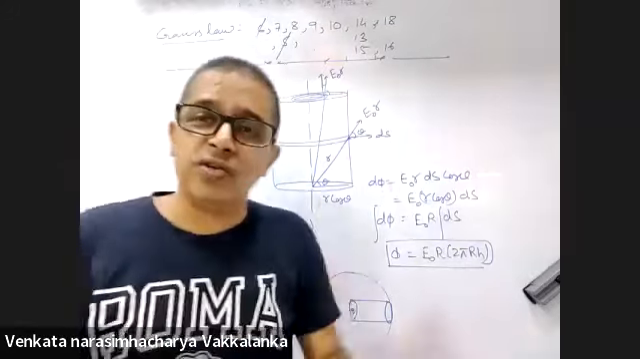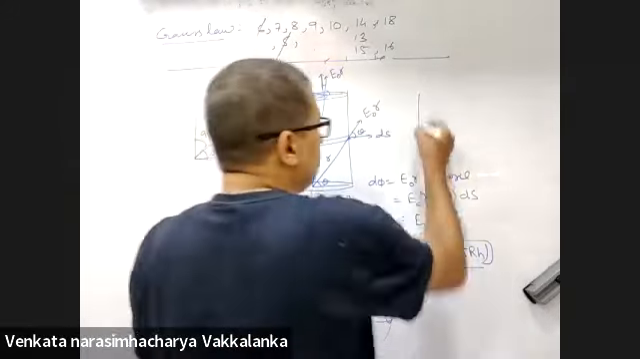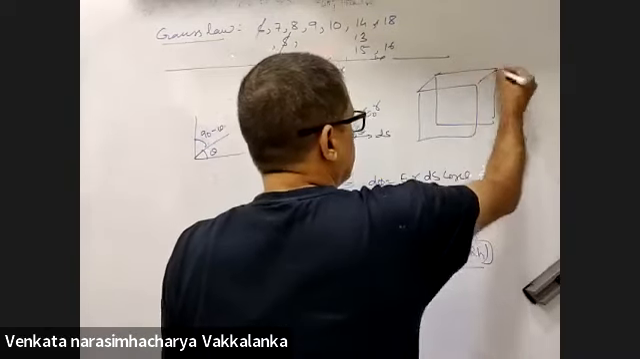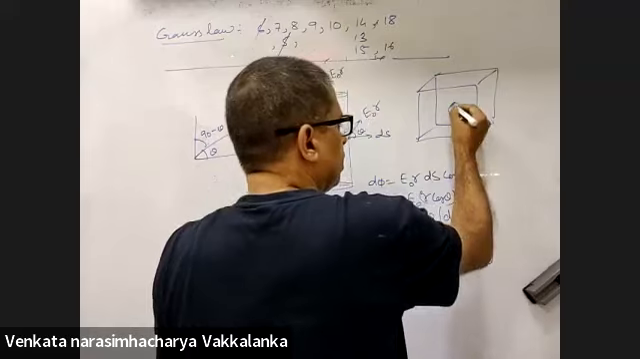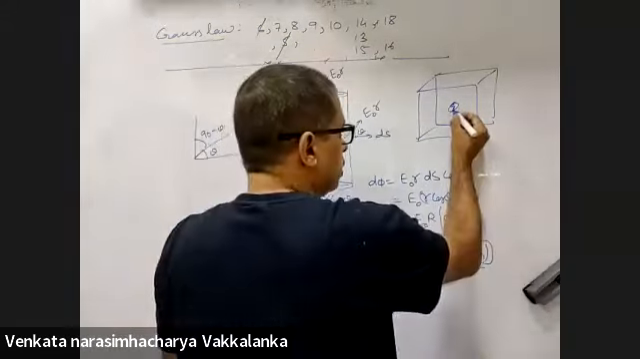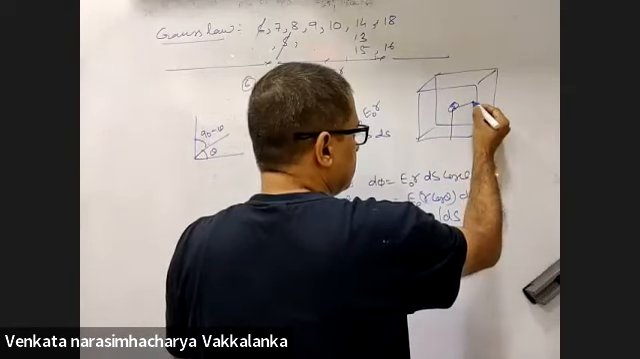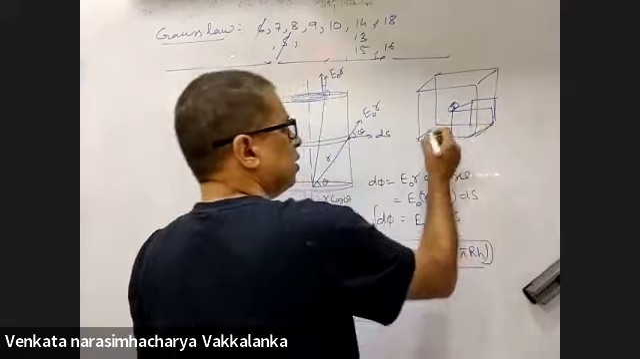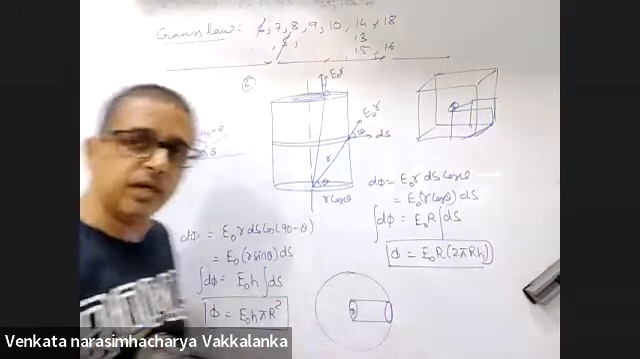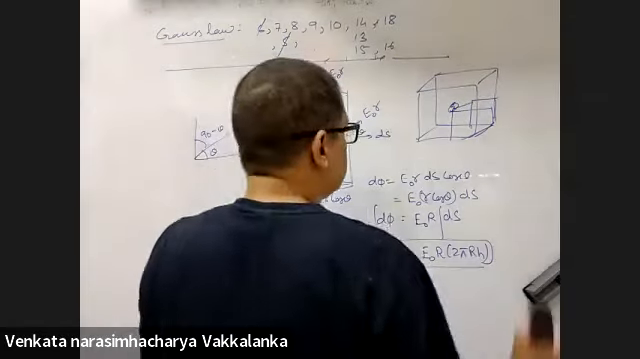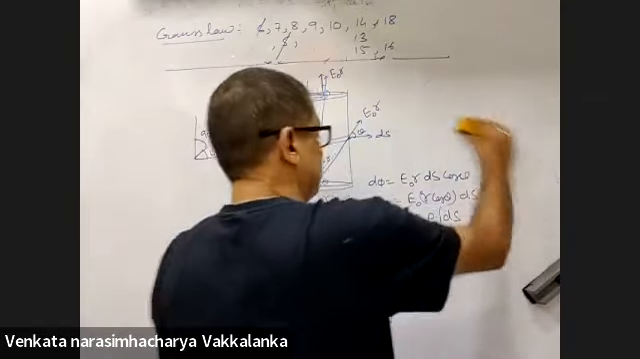Inside, you can draw any number of surfaces. I will take a cube like this. I will draw any number of cubes inside. Now I have a cube here. Flux through the whole of this is q by epsilon. Now I draw another cube like this. What difference will it make to me? No difference. Through the outer cube, it is again q by epsilon. Yes, sir. Got it.